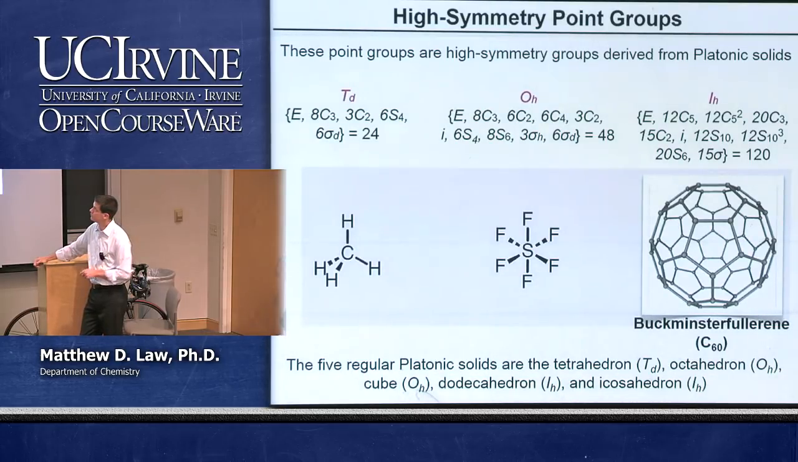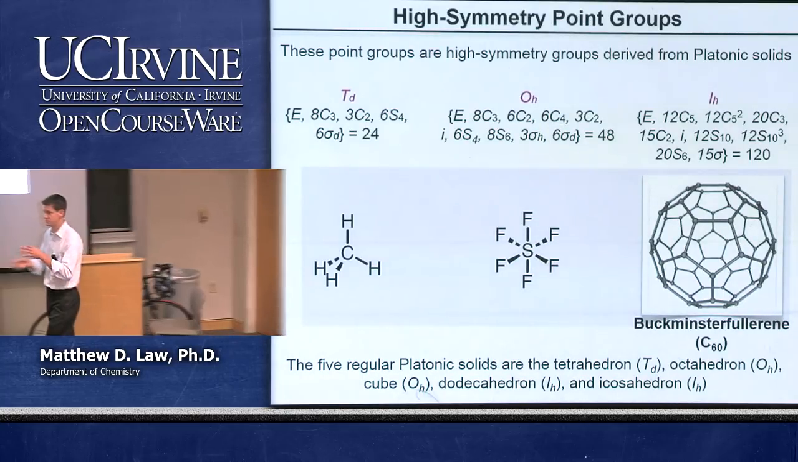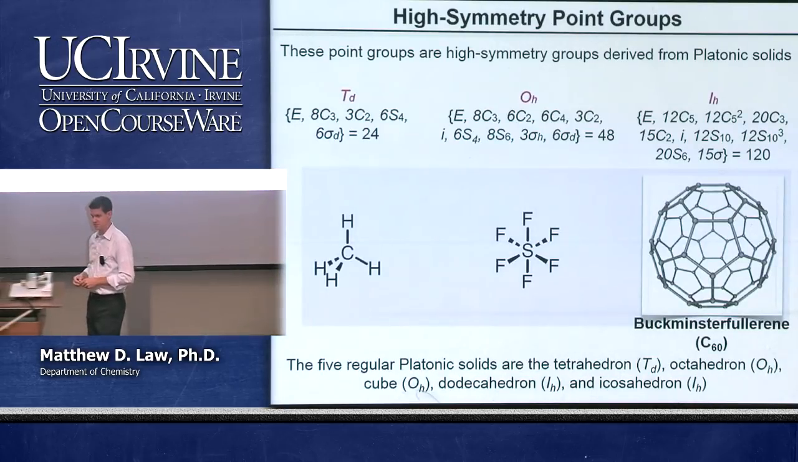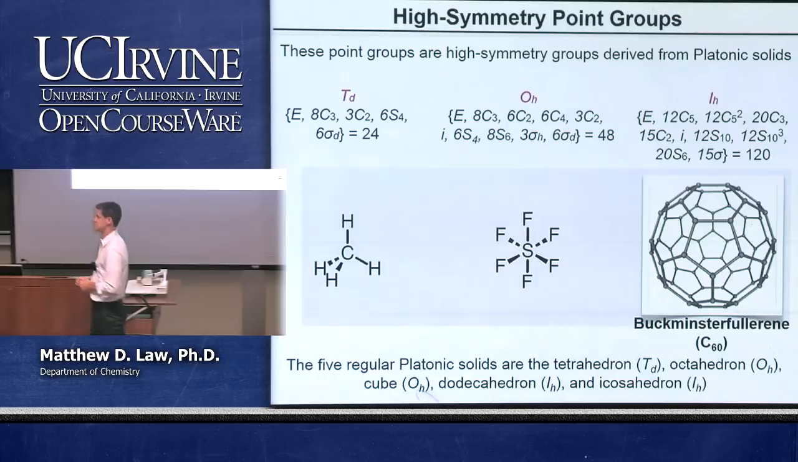Octahedral symmetry, here's SF6. This is an octahedron. There are 48 operations in the full octahedral symmetry point group. What's distinguishing here is that you have C4 axes and you have a ton of mirror planes in there. So if you have C4 axes and you have a bunch of perpendicular mirror planes, it's quite likely that you've got octahedral symmetry. That's the defining characteristic of an octahedron.